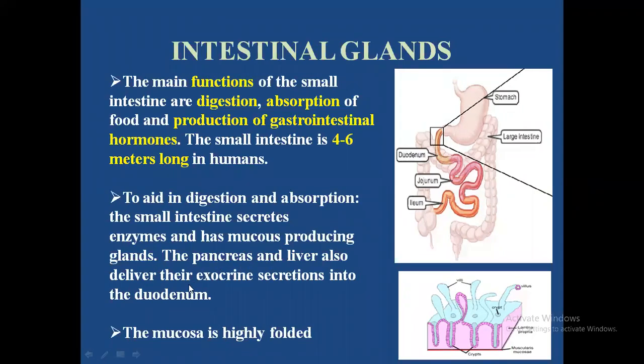The pancreas and the liver also deliver their exocrine secretions into the duodenum. You may see here at the duodenum region, one duct enters the duodenum. The duct we call the hepatopancreatic duct. Through this hepatopancreatic duct, bile juice and pancreatic juice are released into the small intestine region. The mucosa is highly folded. In the small intestine, the mucosa is the one layer inside of the alimentary canal, and this mucosa is highly folded.